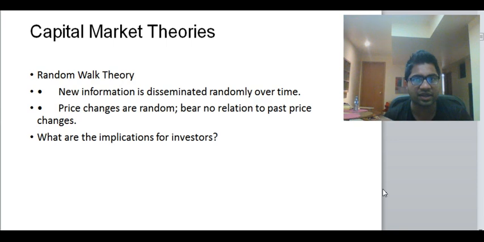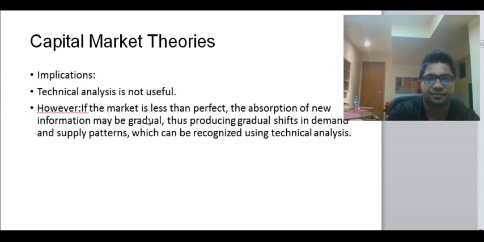Stocks do not move in trends. New information is disseminated randomly over time. Hence, the price changes are random and they bear no relation to past price changes. The implication is that technical analysis is not useful. One of the assumptions in technicals is that price moves in trend, that is, past price behavior has a bearing on future price behavior. So if prices don't move in trend, they are random, then there is no utility of technicals.